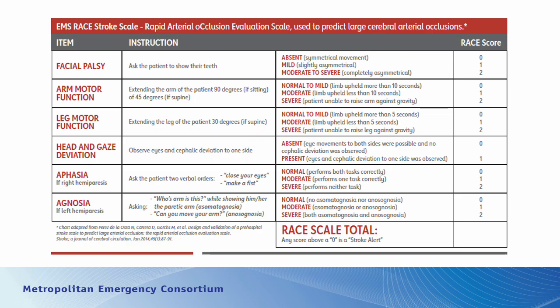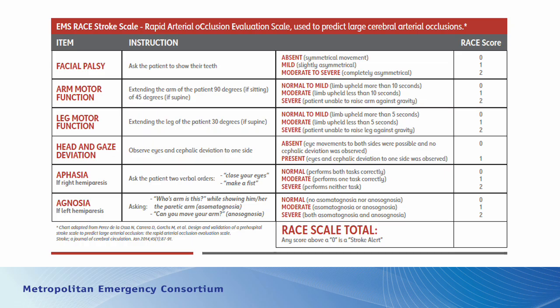Another tool I like is the RACE exam. This, like LAMS, was set up principally to identify patients at risk to have a large vessel occlusion. But I like the items they have in the left column, very similar to BE-FAST. Does the patient have evidence of facial palsy? Have them show you their teeth. Is it a symmetrical smile or not?